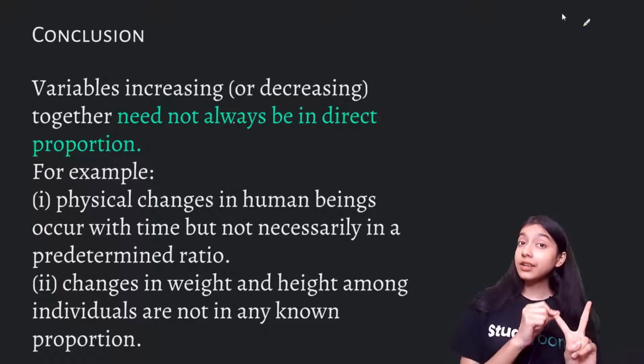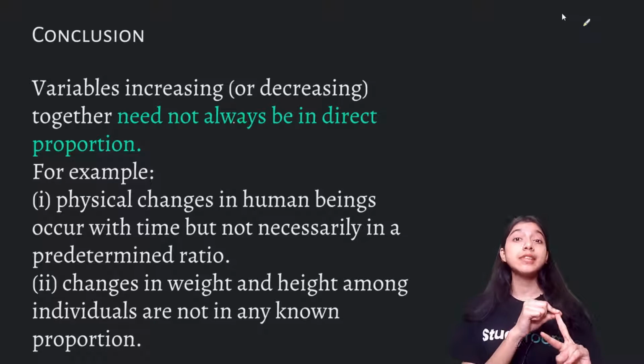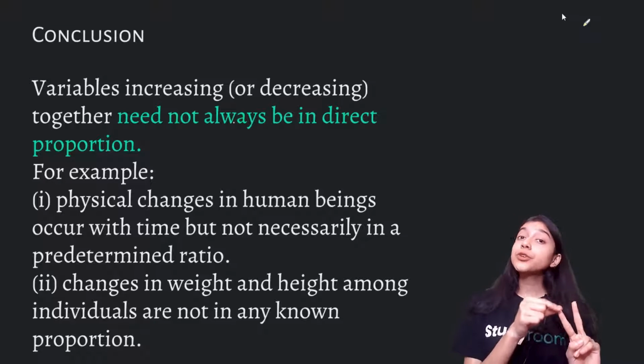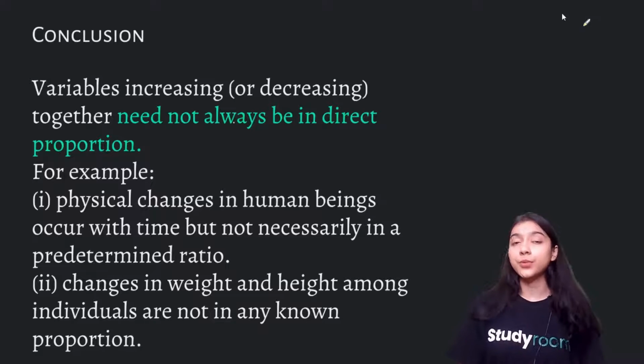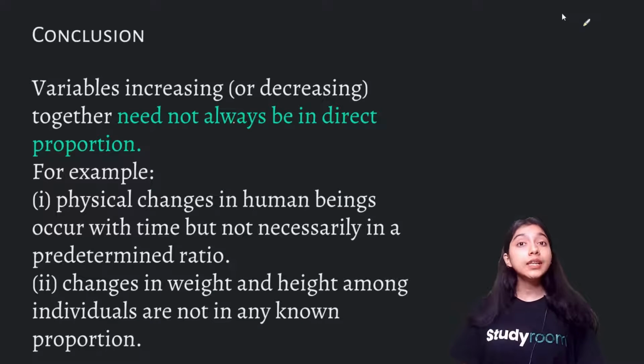One was the angle that was covered by the minute hand and the second was the time. Both of them were increasing and they were increasing in a direct proportion. That means the ratio of the two variables was constant. So in that case, the variables were in direct proportion.